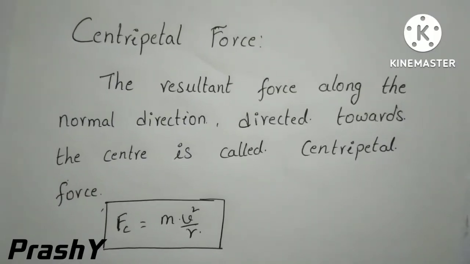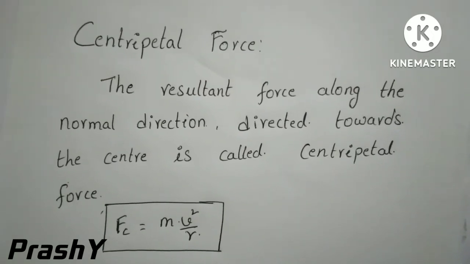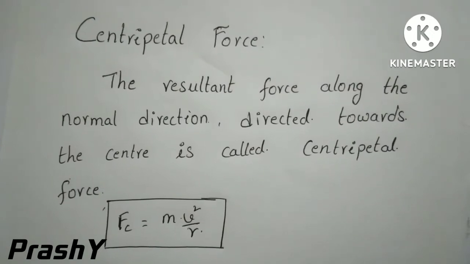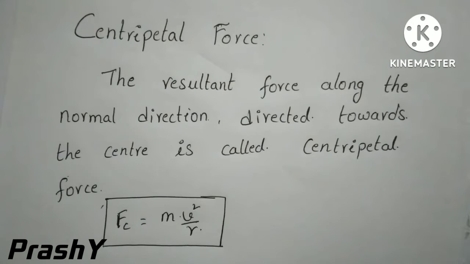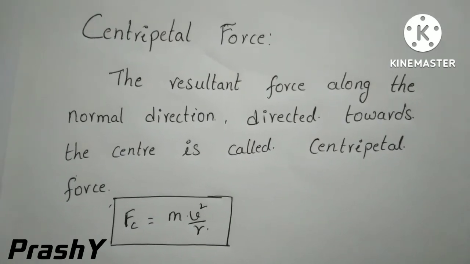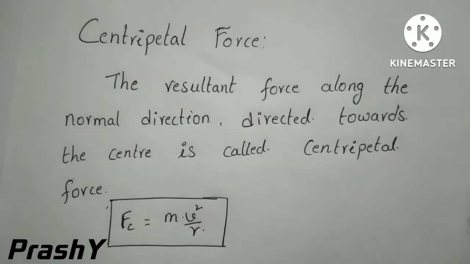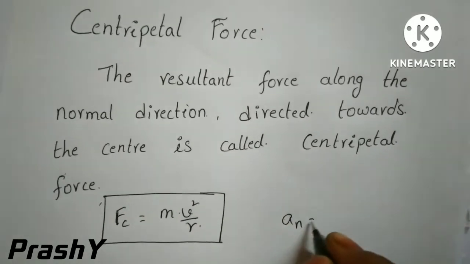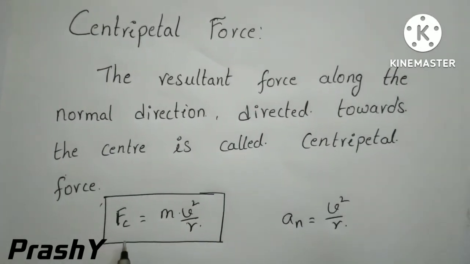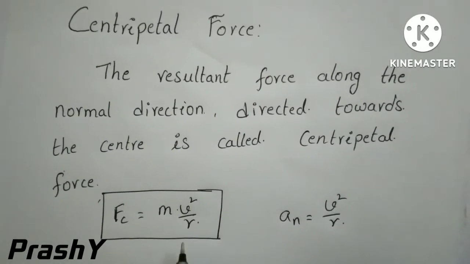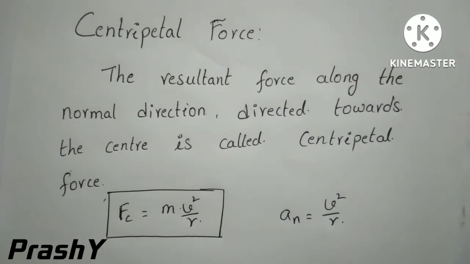Define centripetal force as the resultant force along the normal direction which is directed towards the center. From Newton's second law, we know that force is equal to mass into acceleration. Here Fc is equal to mass into V square by R. Here V square by R is the instantaneous acceleration, that is centripetal acceleration. So resultant force Fc is equal to m into V square by R. So this is the formula to find the centripetal force.